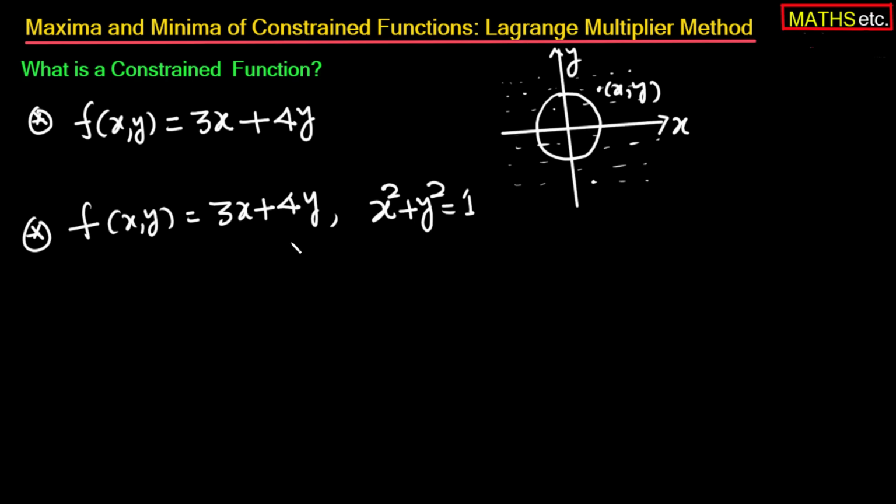So we have put a restriction on the function, and this restriction we call a constraint. This circle acts as a constraint on the function, and we say that this function is a constrained function. We already know how to find a maxima or minima of a function which is not constrained. Here we will learn how to find maxima and minima of a constrained function.